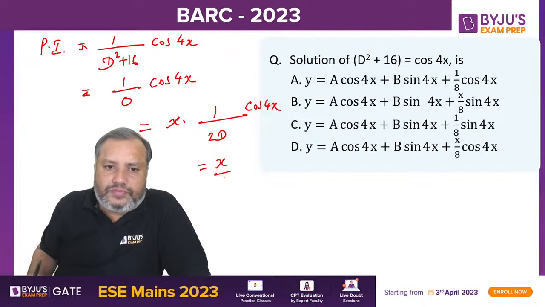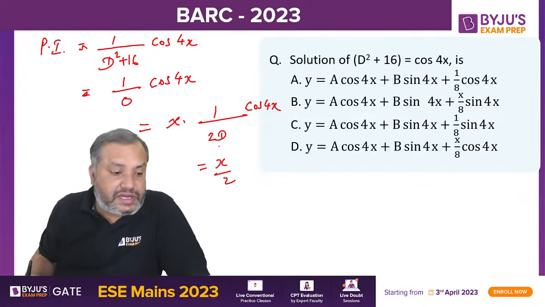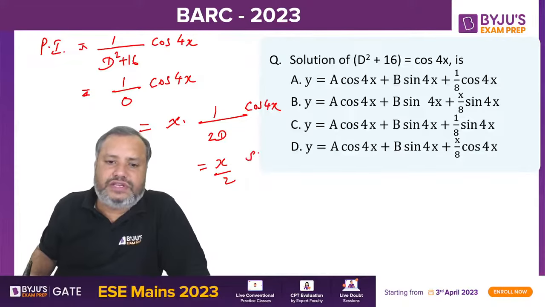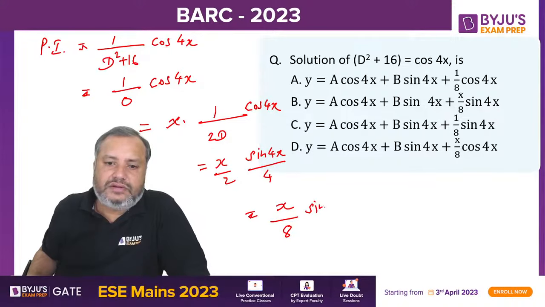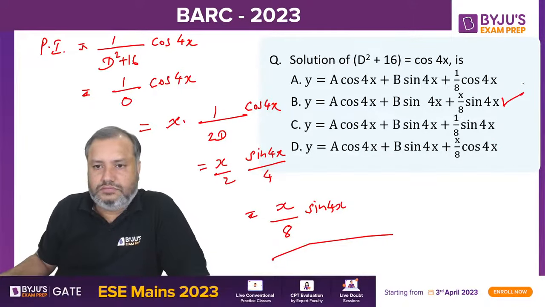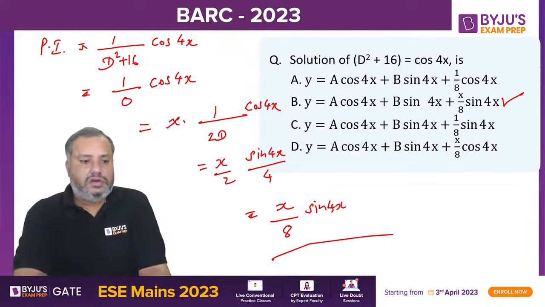x by 2, 1 upon D means integration. Integration of cos 4x is sin 4x by 4, so x by 8 sin 4x. Option B.